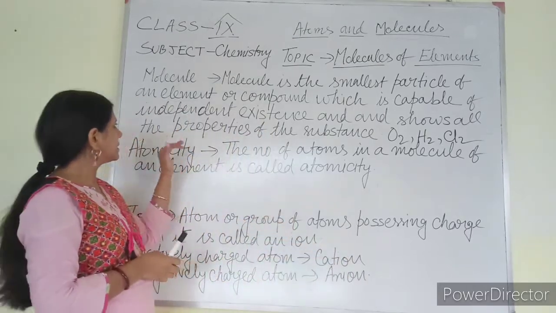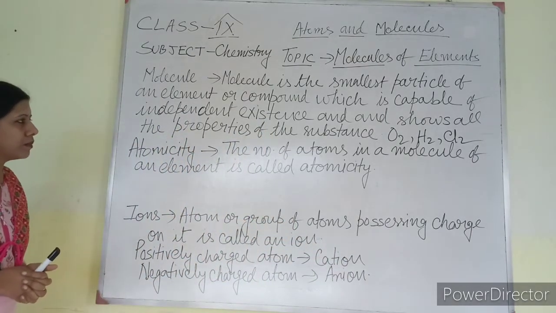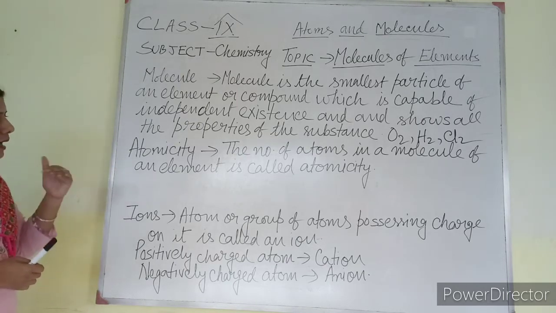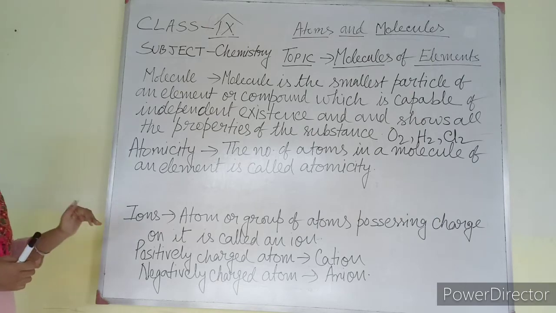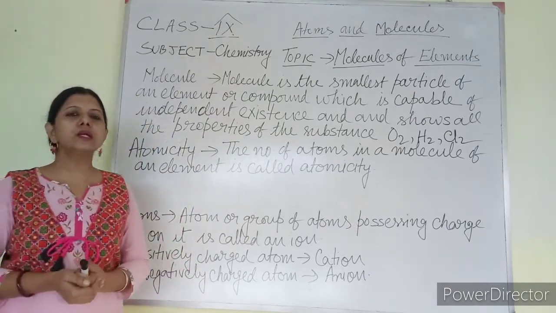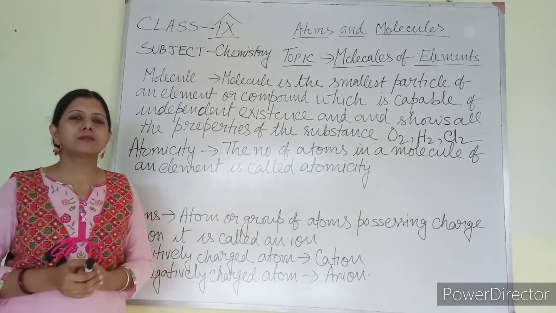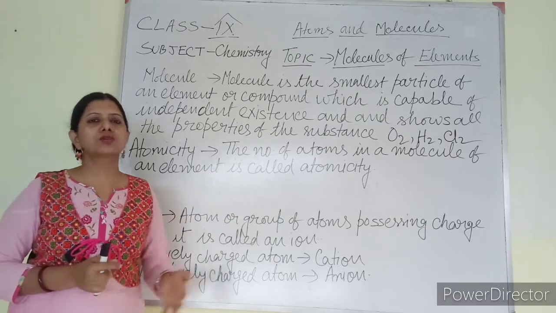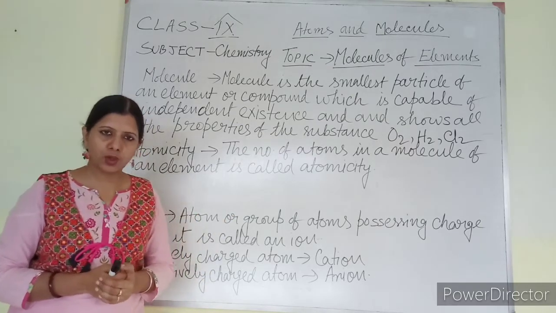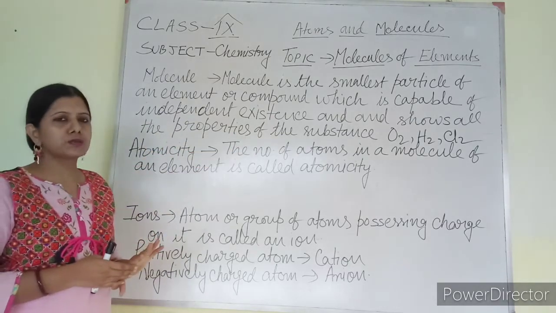So along with this definition, that a molecule is the smallest particle of an element or compound which is capable of independent existence and shows all the properties of a substance, you add another line: a molecule is made up of two or more than two atoms combined chemically. That also you can add. That will be better for you to understand. Okay.